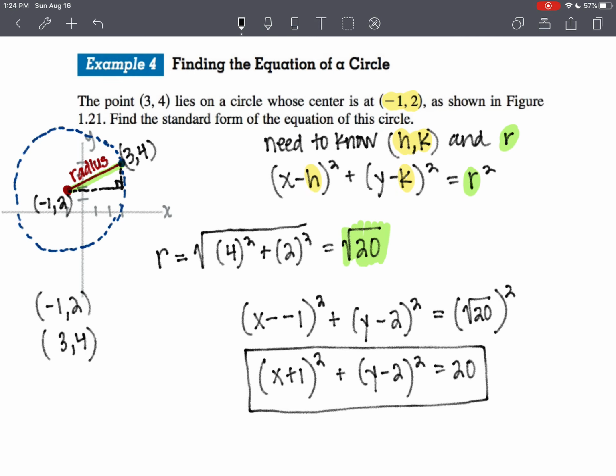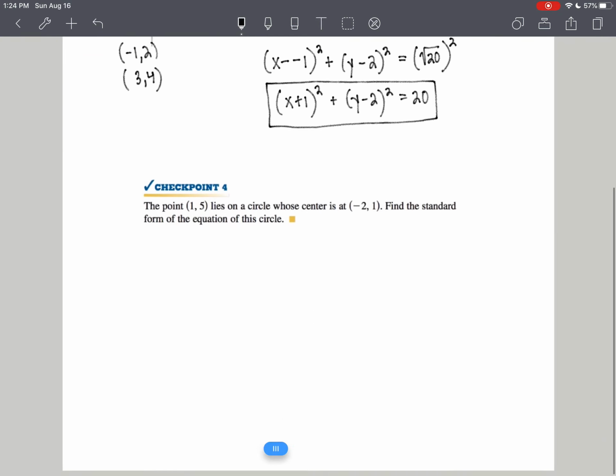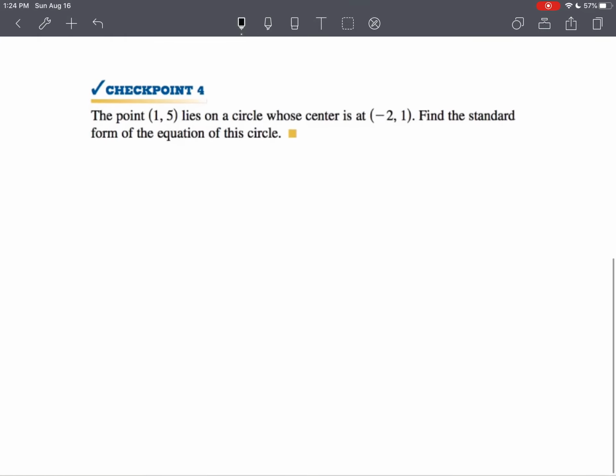So here's one for you to try. Go ahead and press pause, and then when you're ready to come back and check your answer, you can come on back.